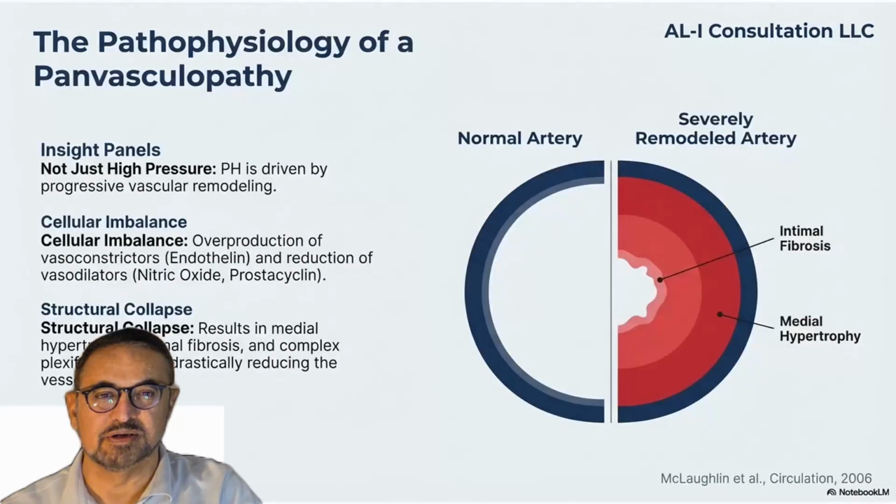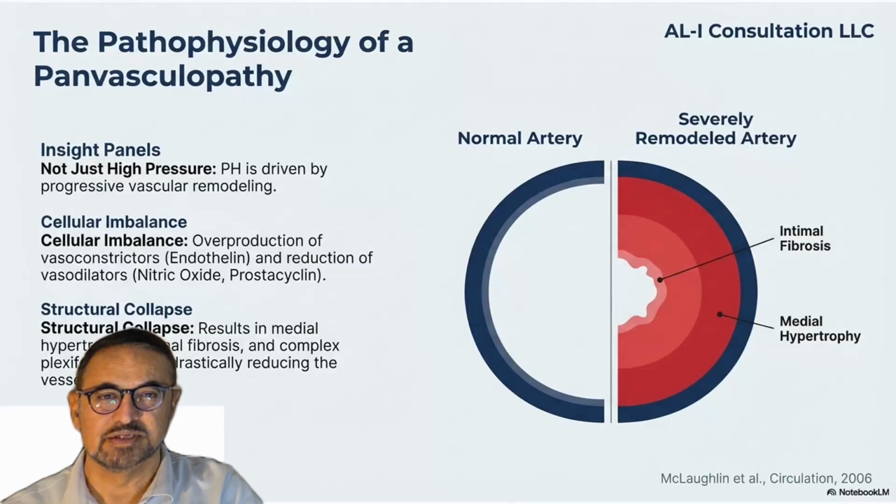Pathobiology and vascular remodeling. This explains why pulmonary hypertension is better understood as a panvasculopathy. The disease is driven by remodeling of the small pulmonary arteries. There is an imbalance between vasoconstrictors, especially endothelin, and vasodilators such as nitric oxide and prostacyclin. Over time, you get medial hypertrophy, intimal fibrosis, and in advanced disease, even plexiform lesions.